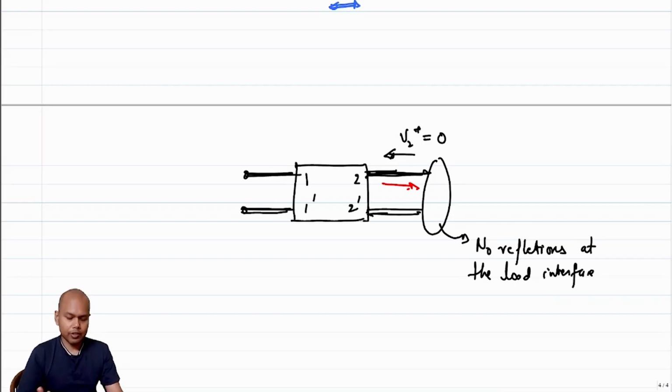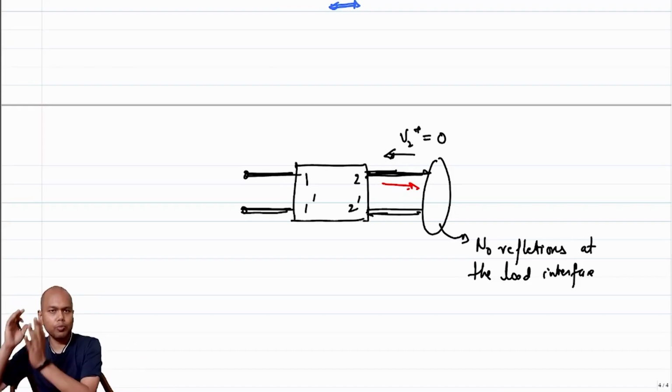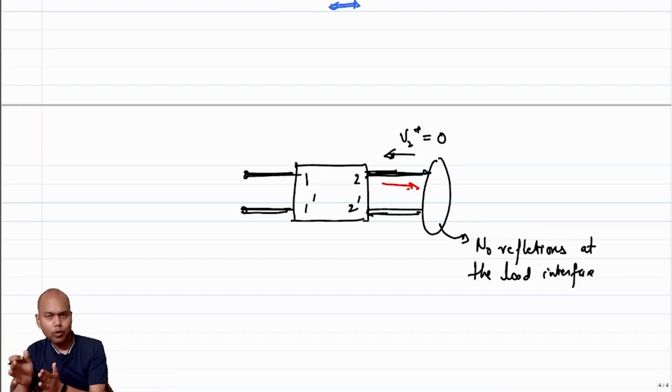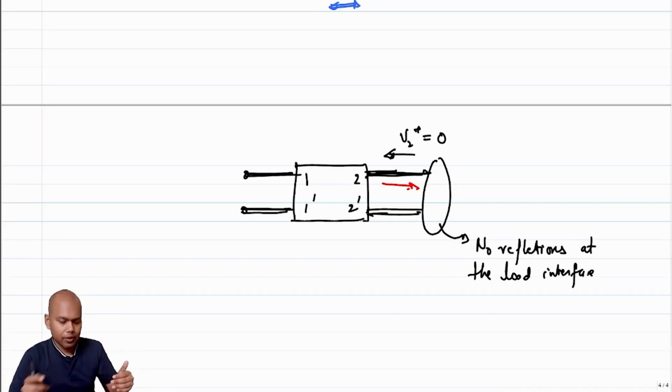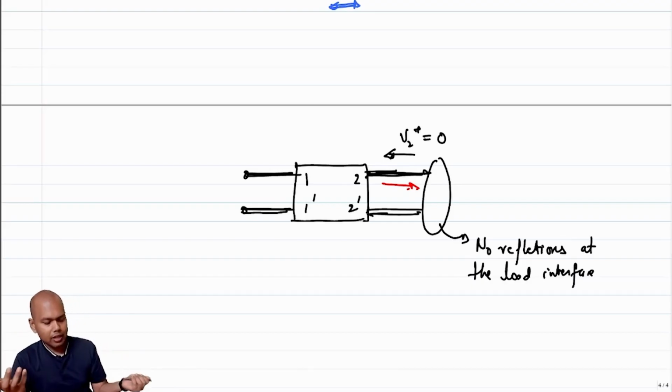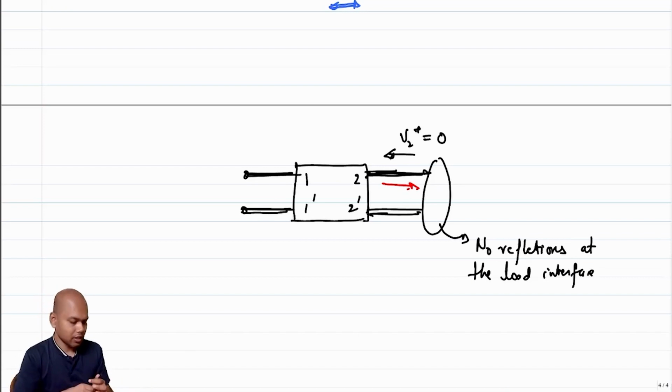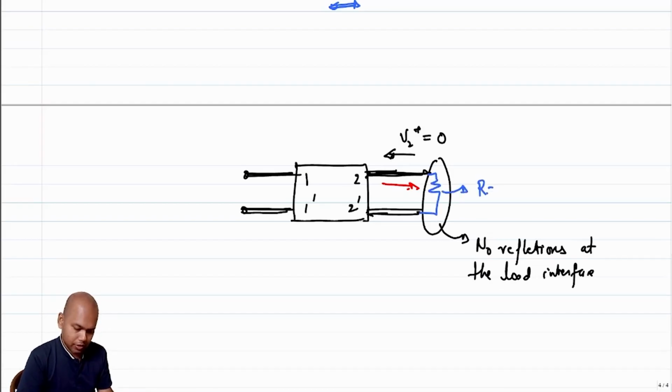Why do I say load interface? Because after the two-port network, you are going to put a load, right? If you keep it open, V2 plus will never be equal to 0. Something is going to come back. So how do you ensure that there is no reflection at the load interface? You have to terminate with a matched load, right? So you have to terminate with an R which is equal to Z0.